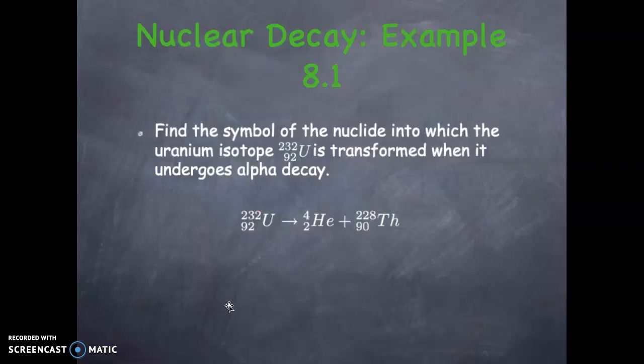An example of a nuclear decay. Find the symbol of the nuclide into which the uranium isotope U-232 is transformed when it undergoes an alpha decay. So it must end up with an alpha particle here, with 2 protons and 4 as the sum of protons and neutrons. So it ends up as thorium-228.